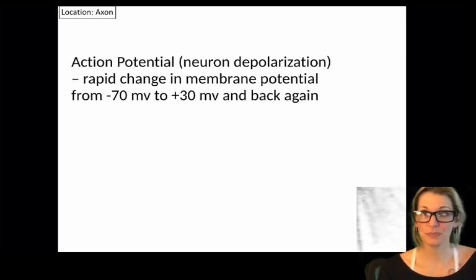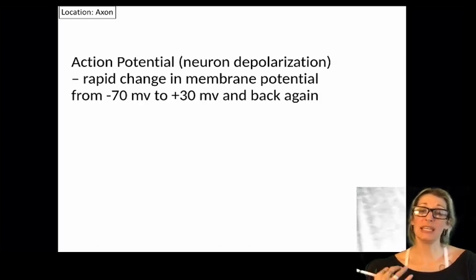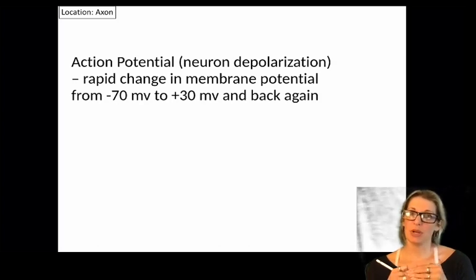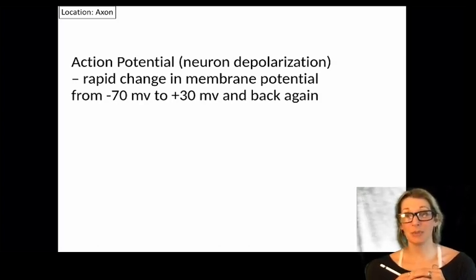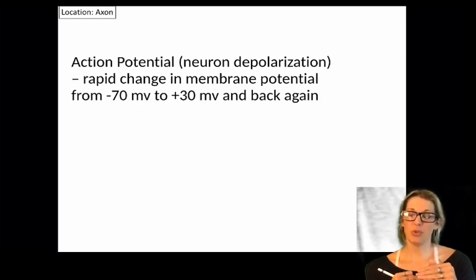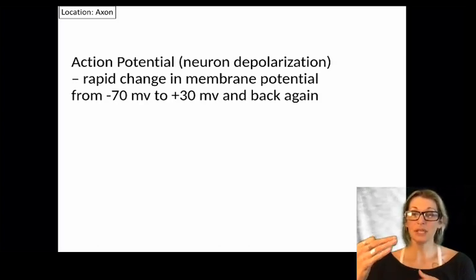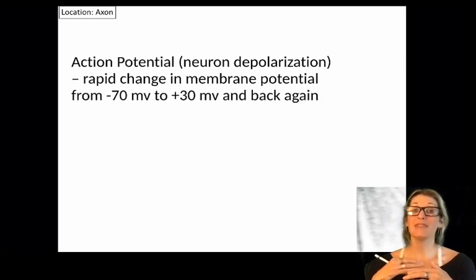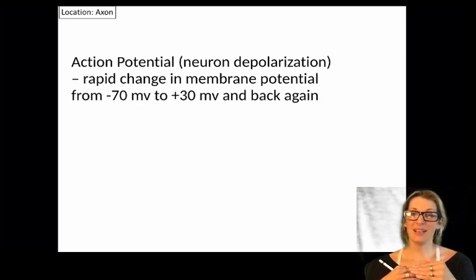So an action potential is when a neuron actually depolarizes. What that means is that you get a rapid change in our membrane potential. And remember, our resting membrane potential is about negative 70 millivolts. That means that the inside of that neuron is 70 millivolts more negative than the outside. So we go from negative 70 to positive 30, where the inside of the cell is 30 millivolts more positive than the outside of the cell.